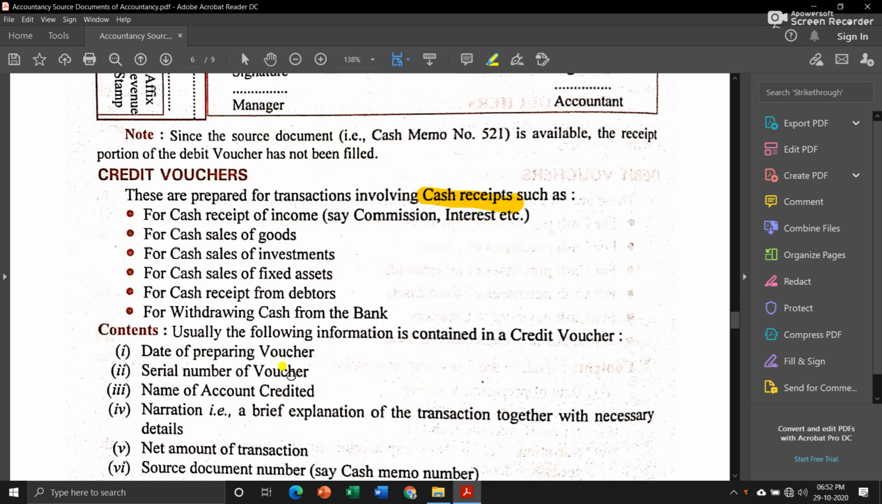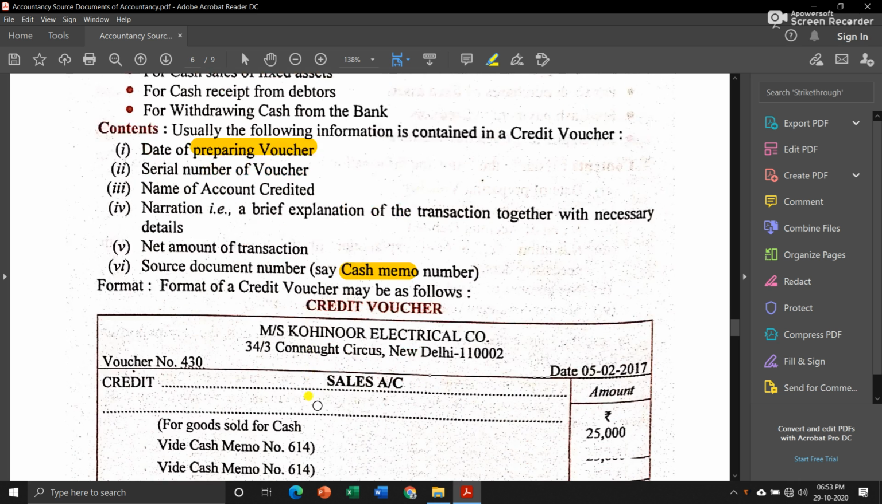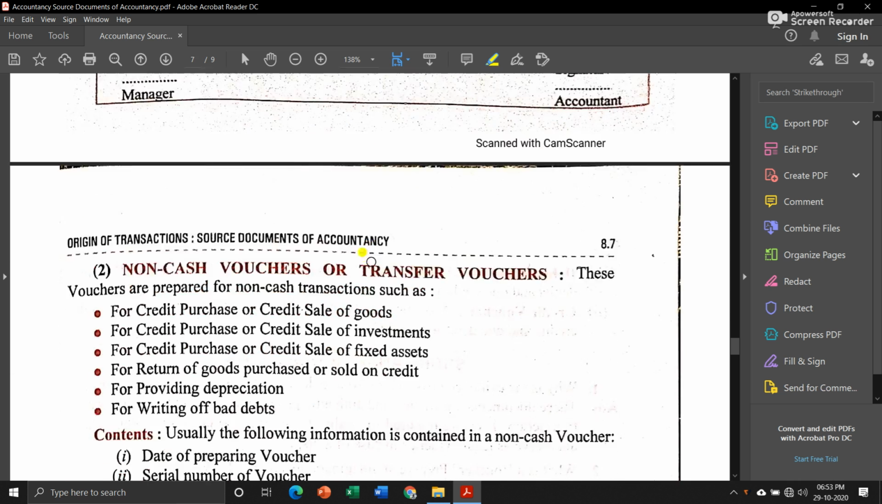Now usually the following information is mentioned in a credit voucher: date of preparing the voucher, serial number, the name of the account credited, explanation or narration, then the amount of the transaction, plus the source document, that is the cash memo number. Now this is the format of a credit voucher.